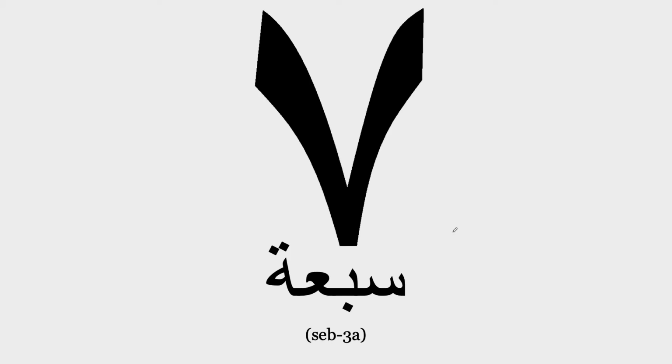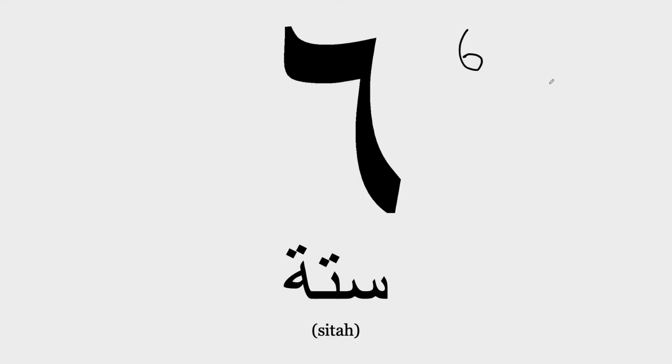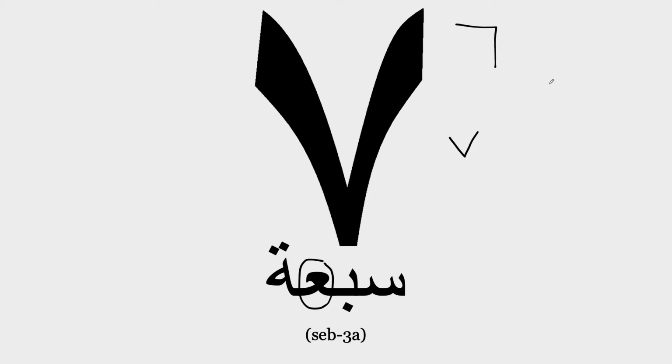Next, we have Saba. So again, the 3 is just to remind the person reading that the ein is in there. But this is pretty much a V. You can see that, but it's the number 7. Oops, 7. So Saba.